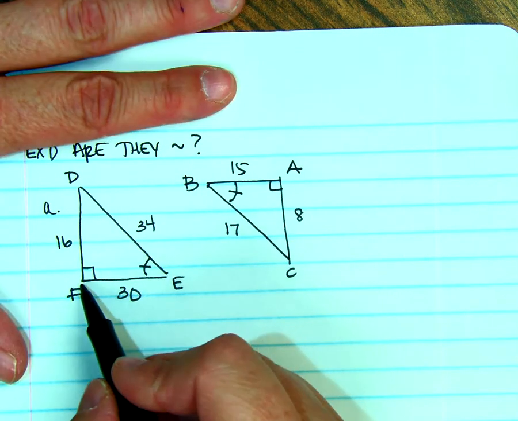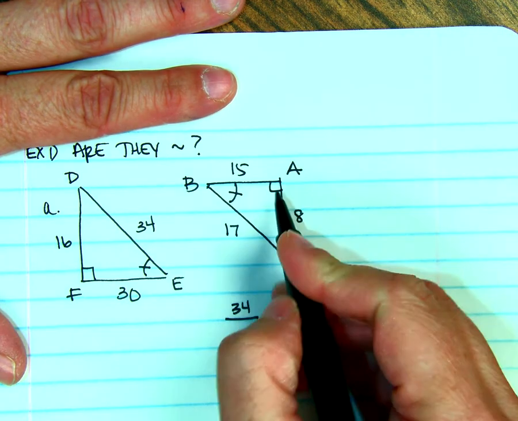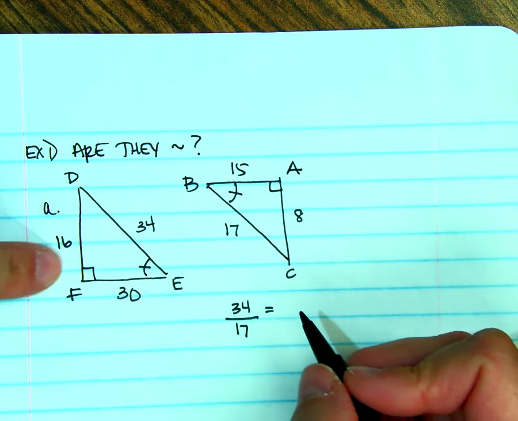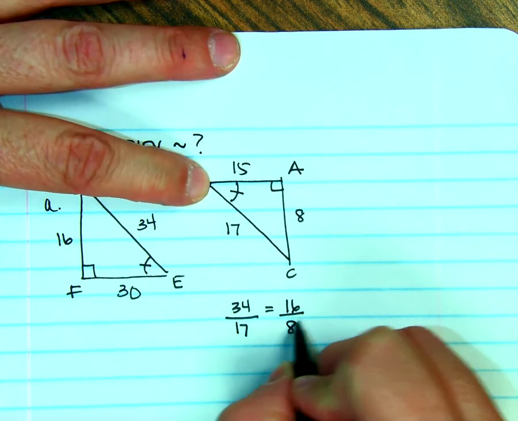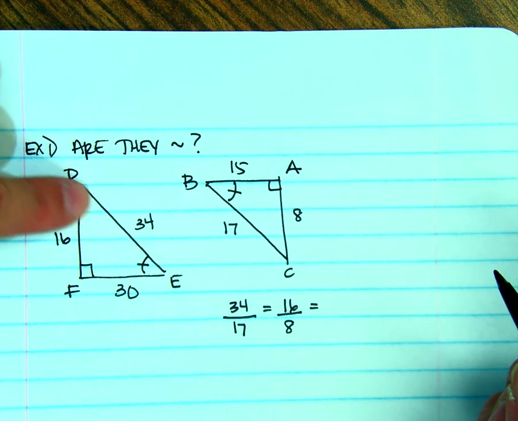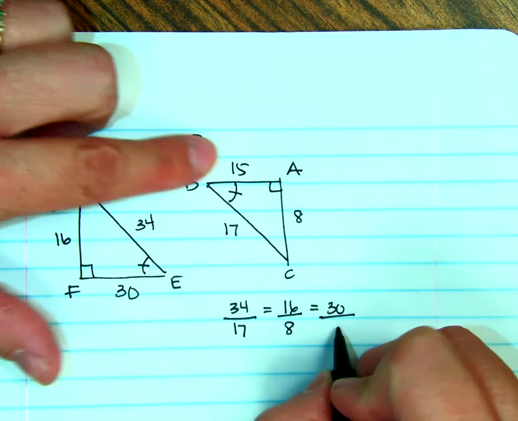So the side opposite the 90 is 34. The side opposite this 90 is 17. The side opposite the 1 tick is 16. The side opposite the 1 tick is 8. The side opposite the non-marked side is 30. And the other non-marked side is 15.